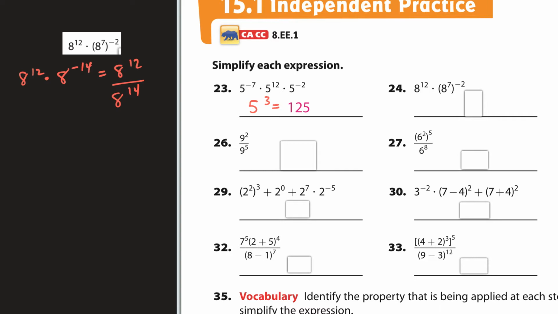And what we should see here is there's 14 eights in the denominator, there's 12 eights in the numerator, so there's 2 more in the denominator. So what we have is 8 to the 2nd in the denominator, and we have none left in the numerator. This is what the answer is, 1 over 8 to the 2nd, or they might write it as 1 over 64. And that is this one here.